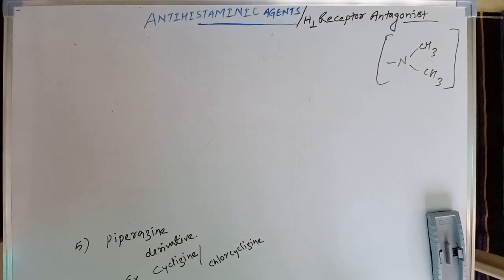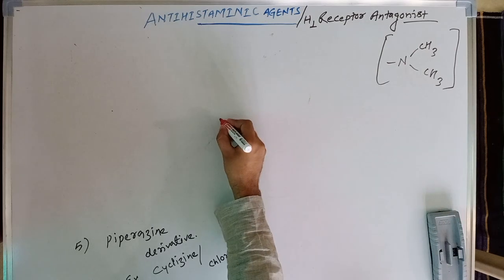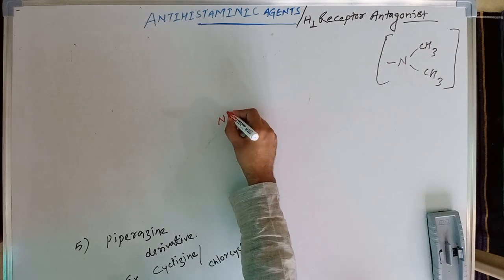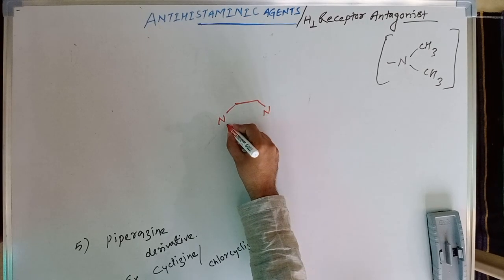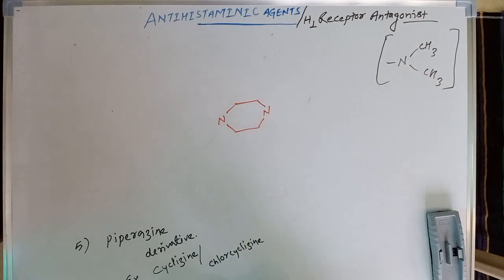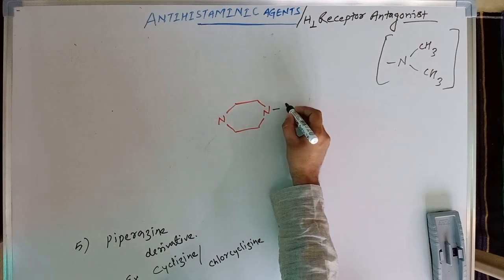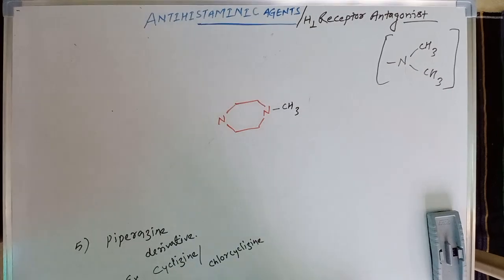So this is the class of piperazine. This drug comes under the class piperazine. First of all, we have to draw the structure of piperazine. What is the structure of piperazine? I have already covered this portion in my second lecture. This is your piperazine, and most of the time we have tertiary amine groups. So this nitrogen is tertiary, CH3. This is your piperazine, and piperazine includes the cyclizine moiety.